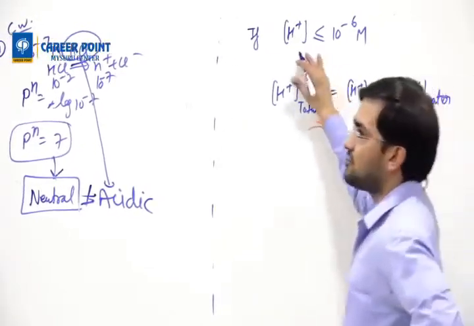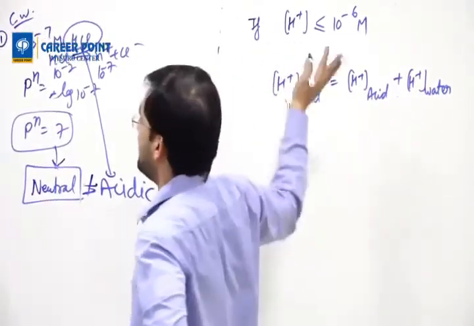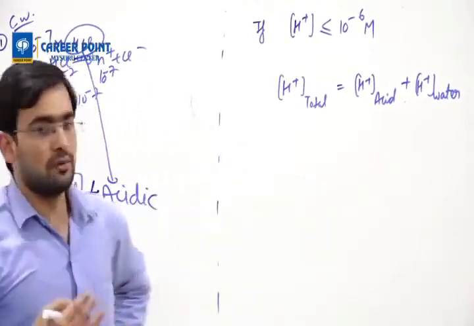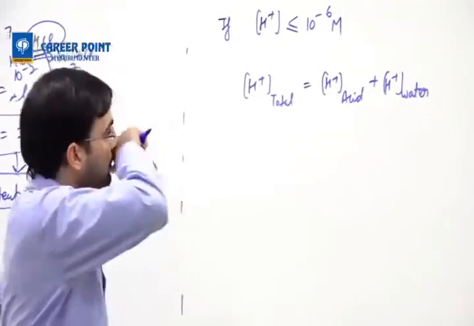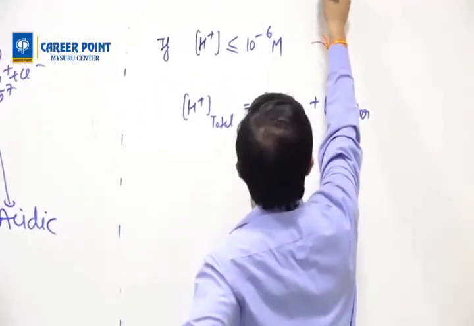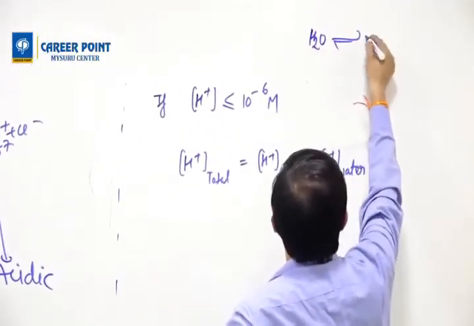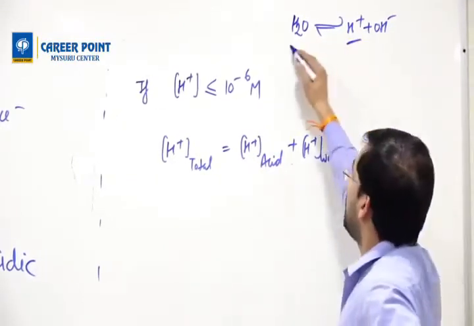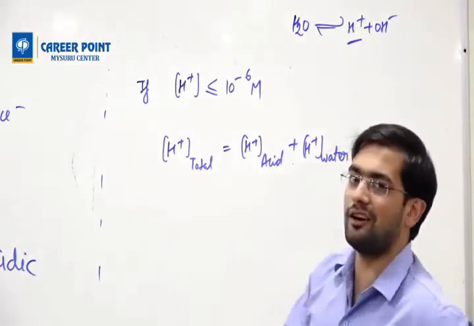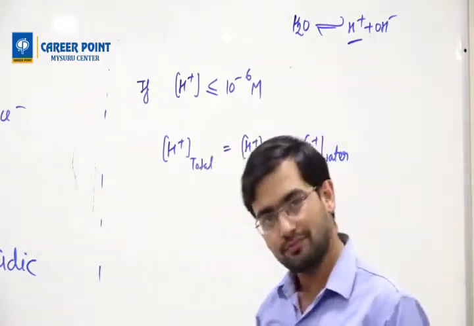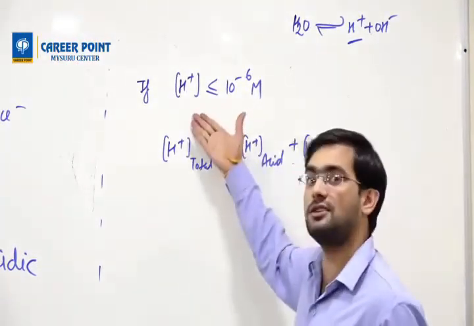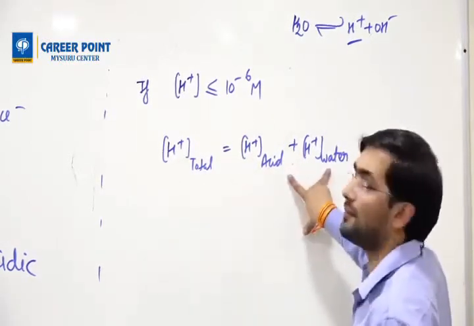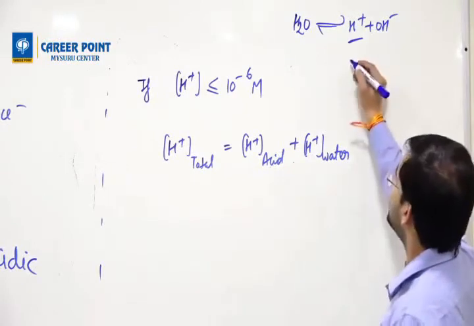What happens is when the H plus is very, very low, 10 power minus 6 is a very low value, then the H plus coming from water matters. Why is H plus coming from water? Because water is a weak electrolyte which dissociates into H plus plus OH minus. Till now we were not including it because it was very less. But as my actual H plus is very less, now both are comparable. As both are comparable, I have to add. And how much H plus comes from water?